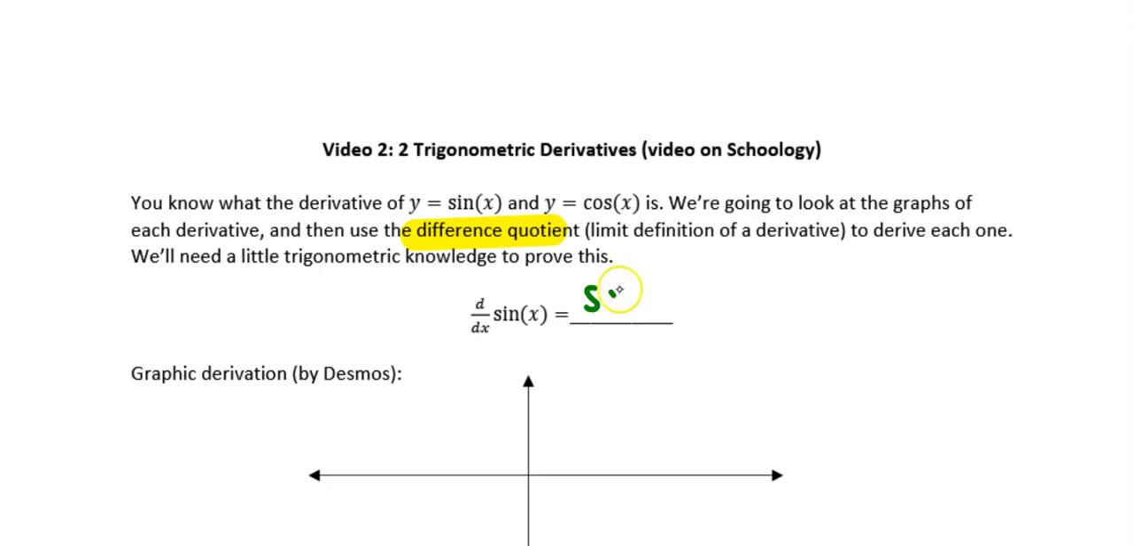Oh my gosh, Mr. Lakin. I want an extra credit point. You almost made a mistake. But I caught myself. No extra credit. So the derivative of sine is cosine.